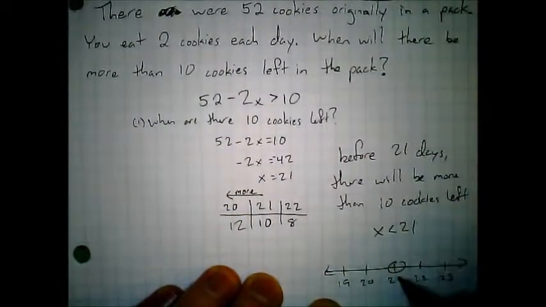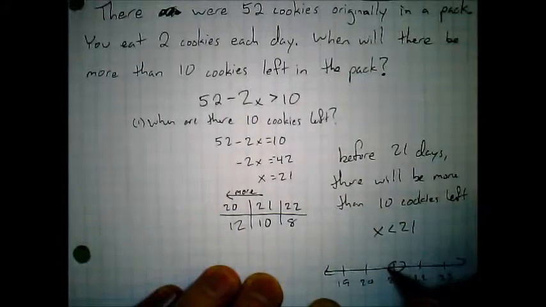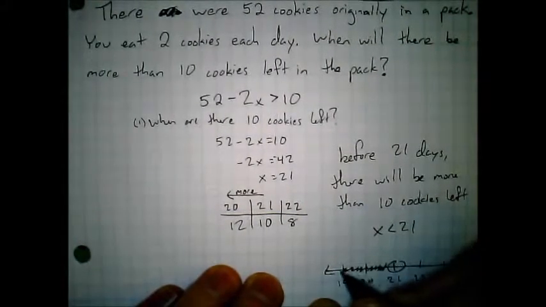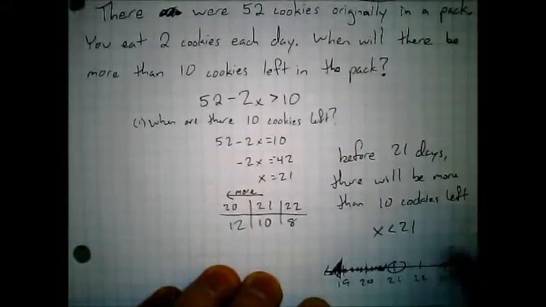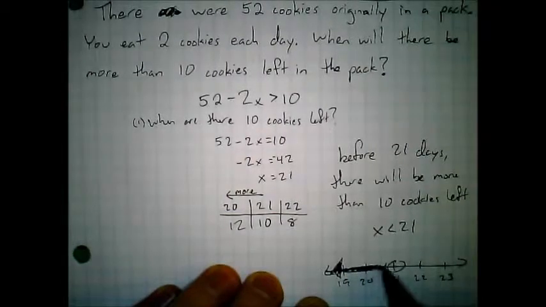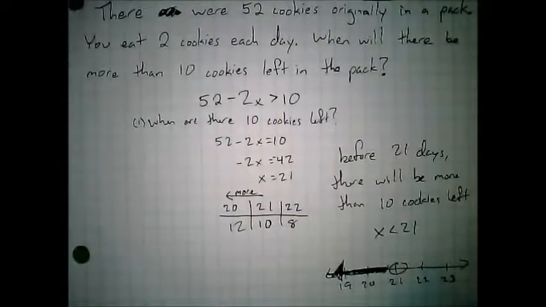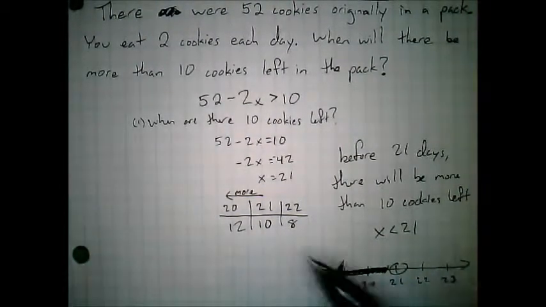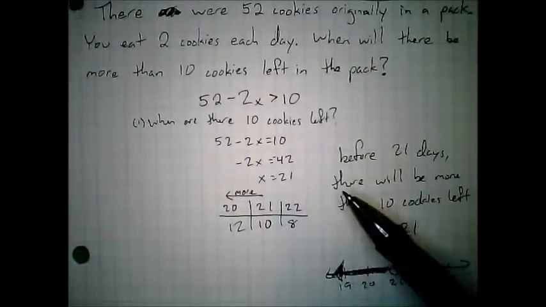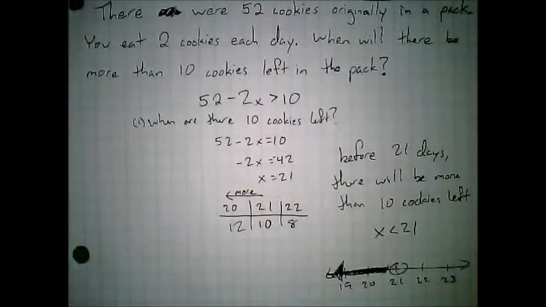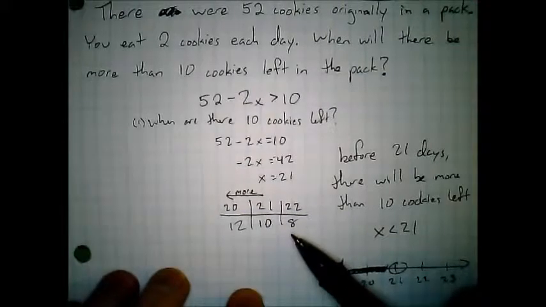So here's 21. And we have all the days before 21 is when we have more than 10 cookies left in the pack. Okay, so as you can see, it's a very simple algebraic process. We find when there are 10 cookies left, and if you did it intuitively, that's actually what you found first. Then we try and understand what this pattern is.